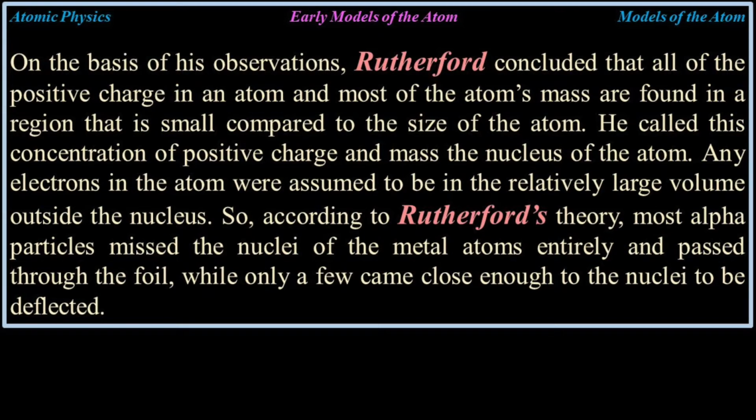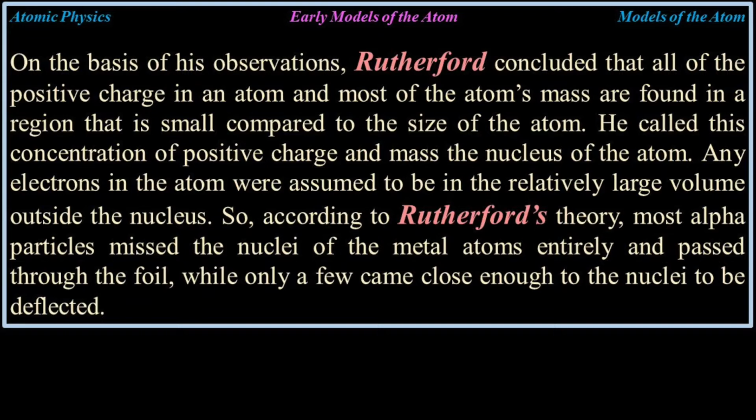On the basis of his observations, Rutherford concluded that all of the positive charge in an atom and most of the atom's mass are found in a region that is small compared to the size of the atom. He called this concentration of positive charge and mass the nucleus of the atom. Any electrons in the atom were assumed to be in a relatively large volume outside the nucleus. So according to Rutherford's theory, most alpha particles miss the nucleus of the atom entirely and pass through the foil, while only a few came close enough to the nuclei to be deflected.